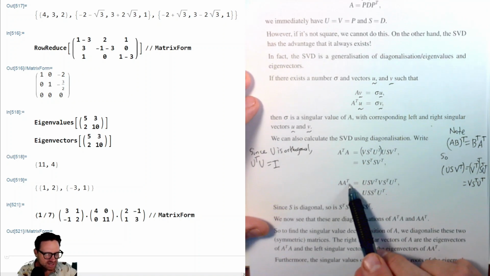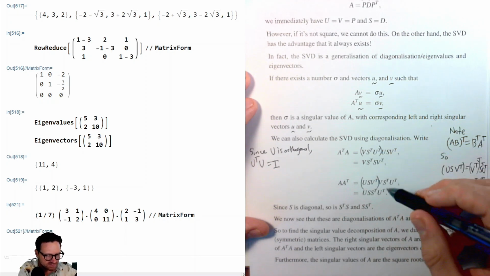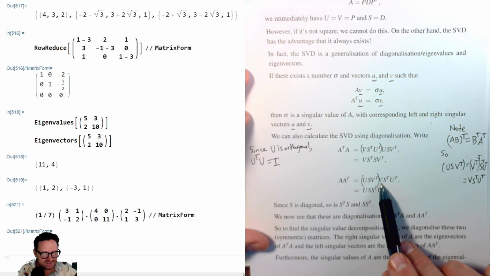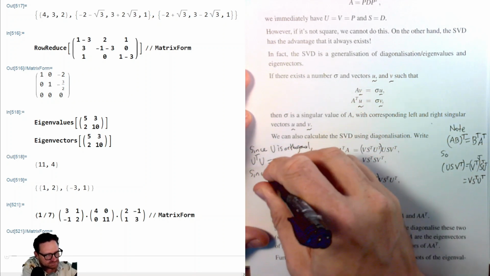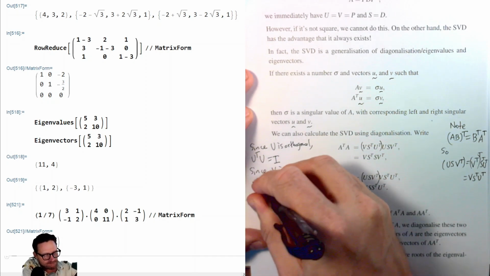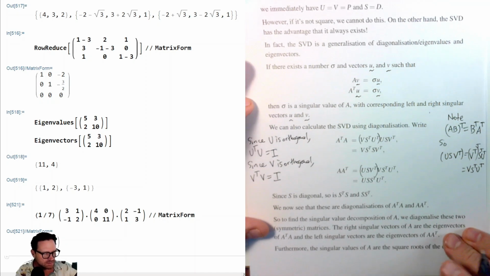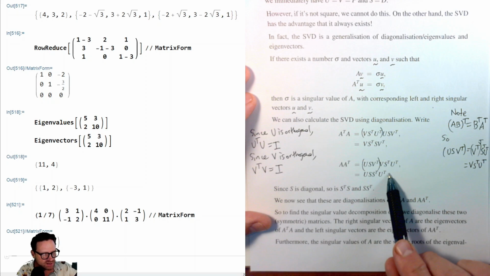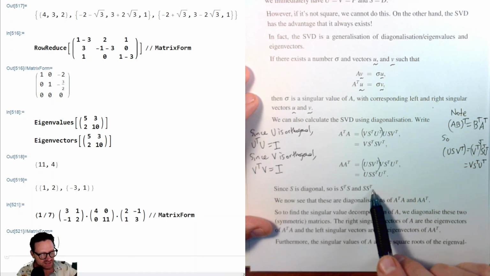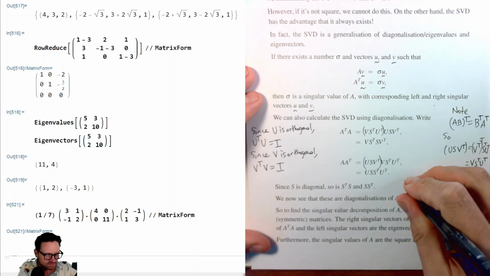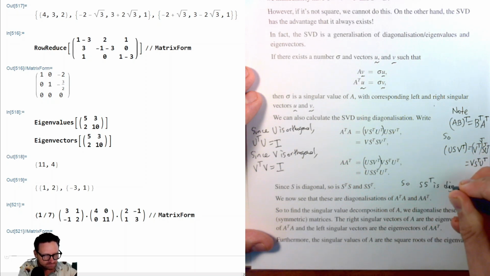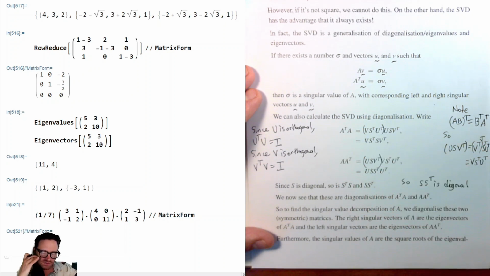Okay, on the other hand, A times A transpose is U S V transpose times V S transpose U transpose. And again, since V is orthogonal, this on the inside here, V transpose V, is the identity matrix. Let's note that in the margin. Okay, and so we have U, S, S transpose, U transpose. Now, since S is diagonal, so is S transpose S and S S transpose. And so S S transpose is diagonal. Likewise, S transpose S is diagonal.